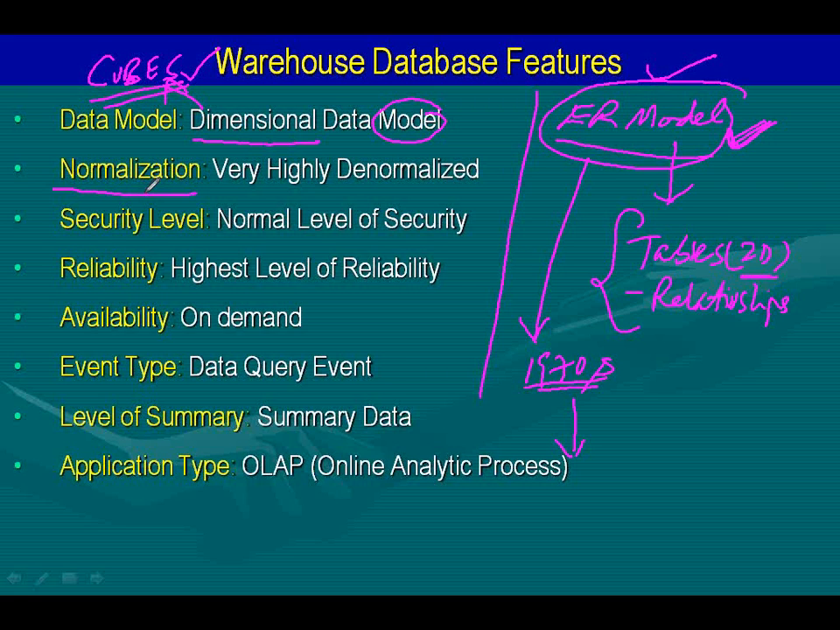And the level of summary: summary data we find here, and detailed data we find there. And application type: here we use analytical applications, there we use transactional applications. These are the main points to be compared to have a basic understanding of OLTP versus OLAP.